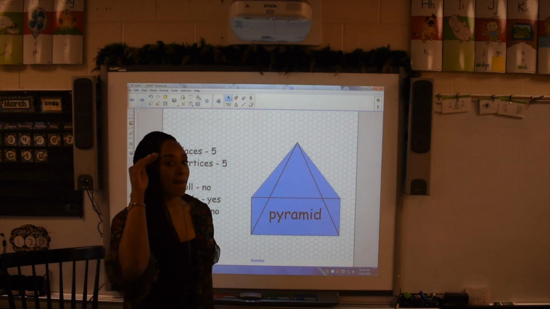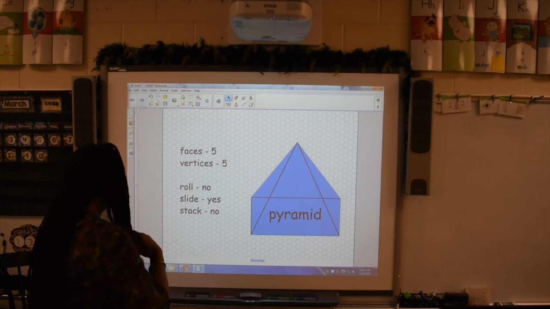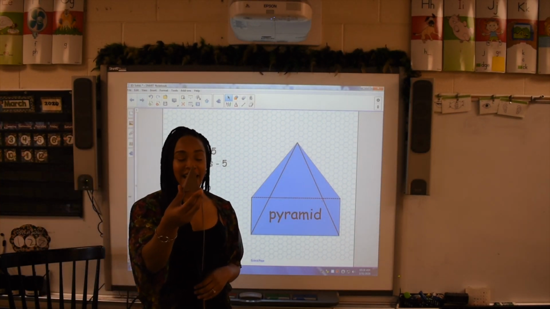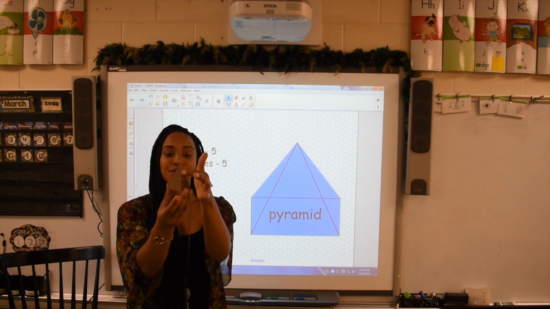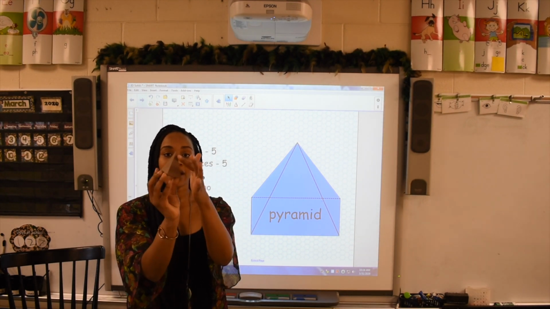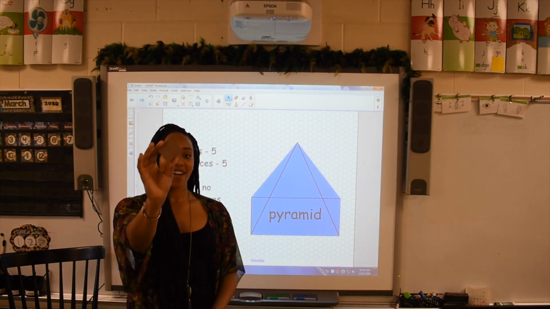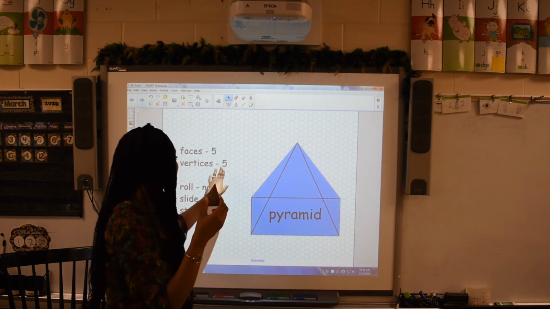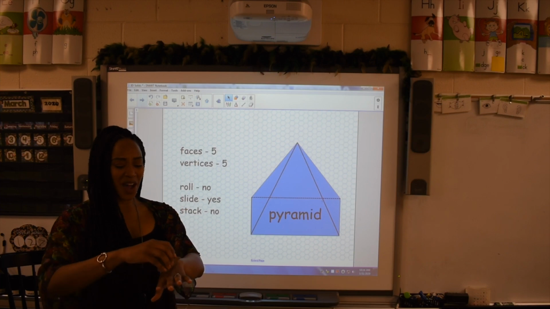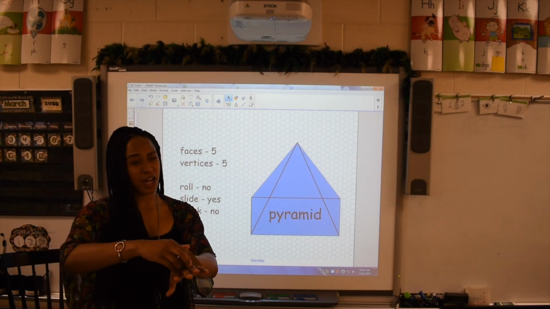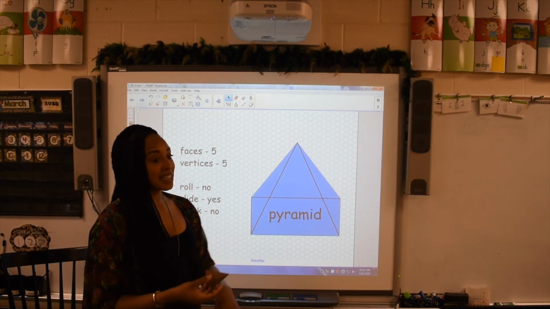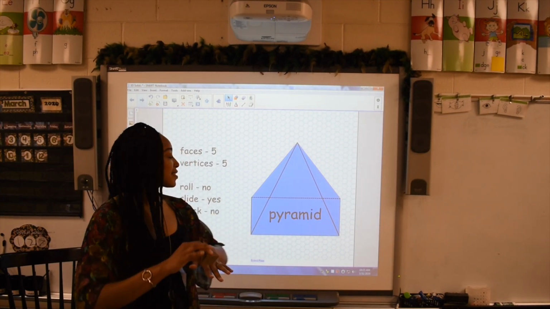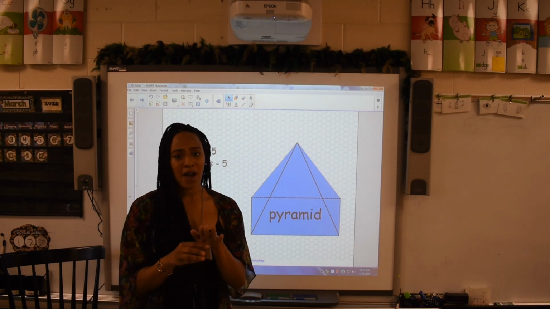Now let's talk about a pyramid. This is a pyramid. Let's count the amount of faces that it has. Ready? 1, 2, 3, 4, 5. Good. Vertices? It also has 5. Can it roll? No, I know that it has a face, so it's going to be kind of tricky to roll. Can it slide? Definitely. That face helps it slide across a flat surface. Can it stack? Probably not.